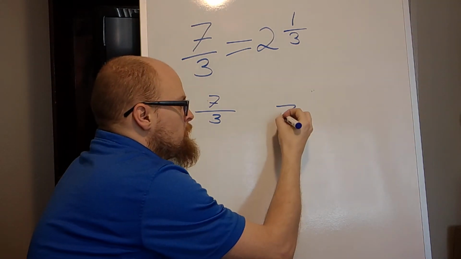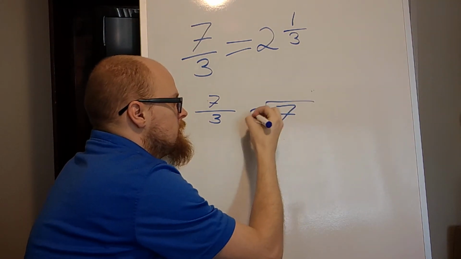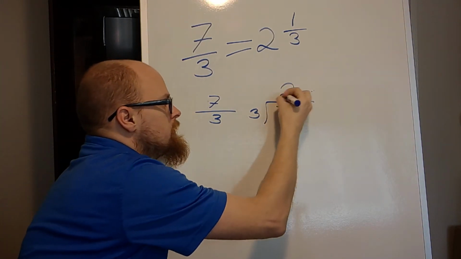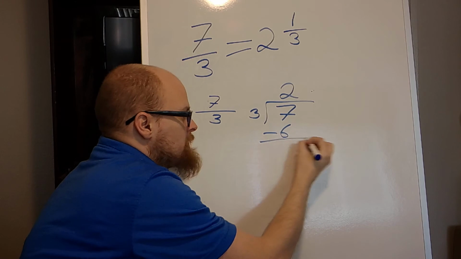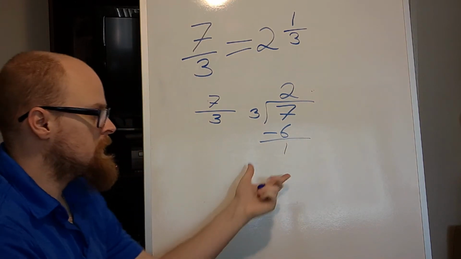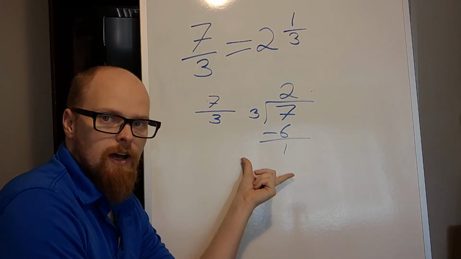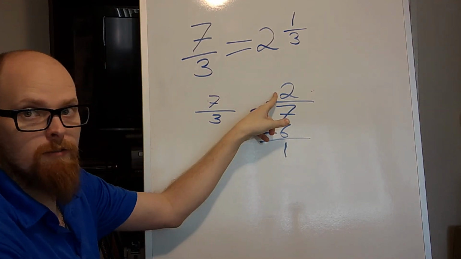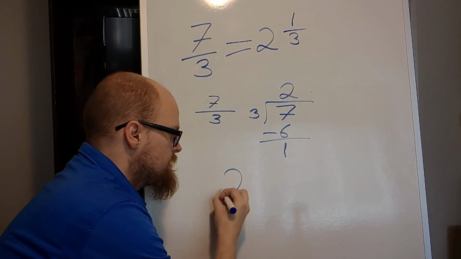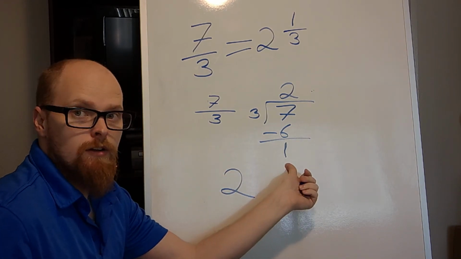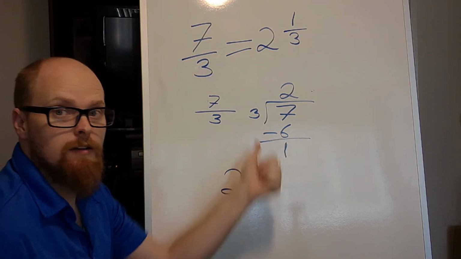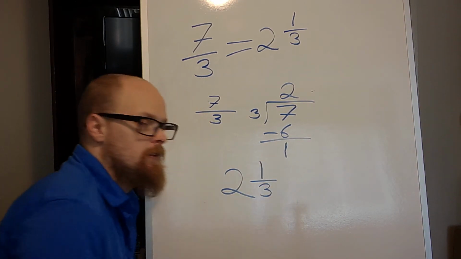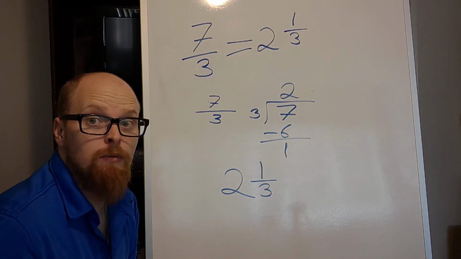I can do this long form. 3 will go into 7 2 times, which will give me 6. And I have a remainder of 1. If I'm working with fractions, I can hang on to that remainder. This number up here becomes my whole number, a 2. My remainder goes back over whatever I'm dividing by. I have 1 left over that's still divided by 3. So again, I come out with 2 and 1/3.